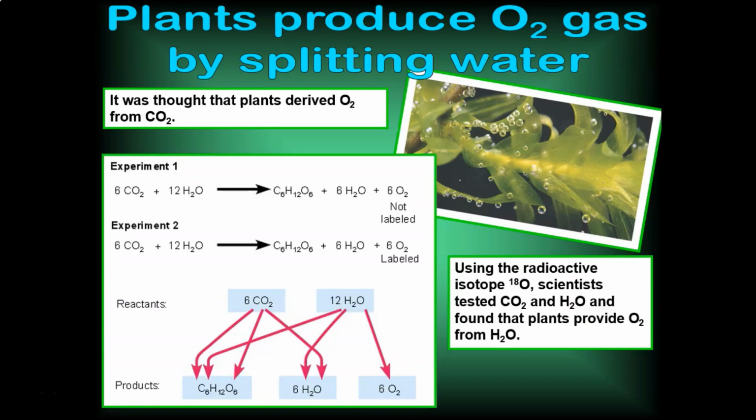Okay, so plants actually produce O2 gas by splitting water. A lot of people think that plants take in CO2, do something with that molecule, and release the O2 from it, right? And that's not true. This is actually going to become our sugar. The O2 that plants give off, that becomes part of the atmosphere that we breathe in for cellular respiration, well, that actually came from water. And how did scientists figure this out? Well, radioactive isotopes.